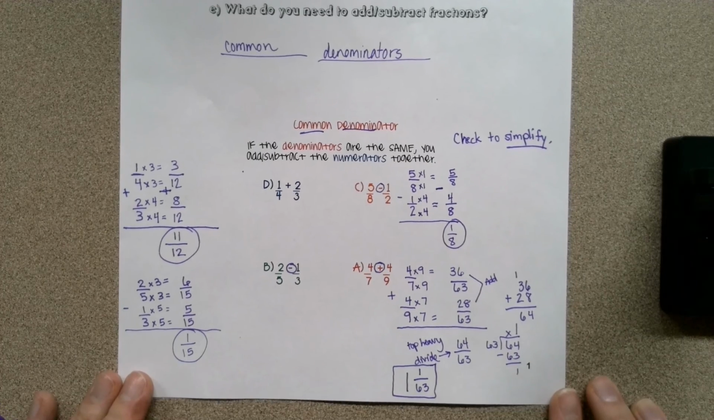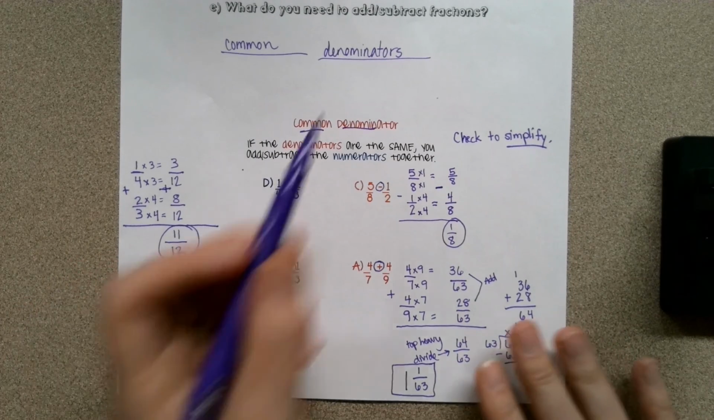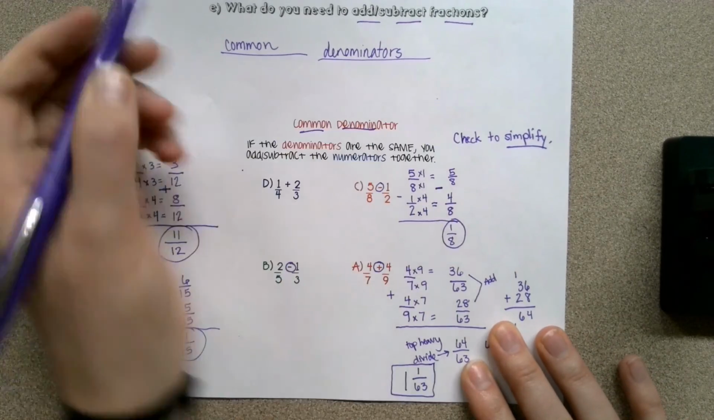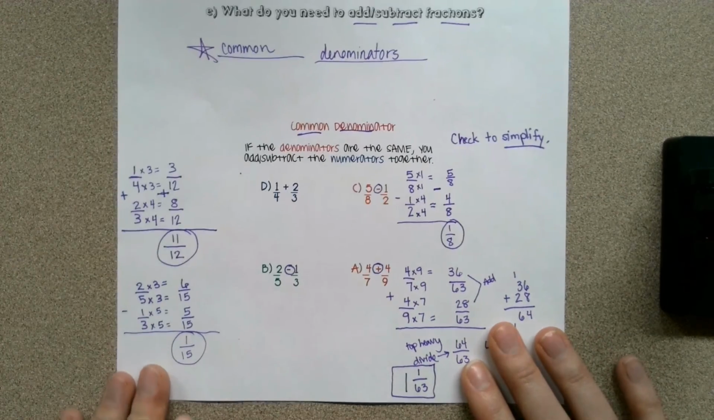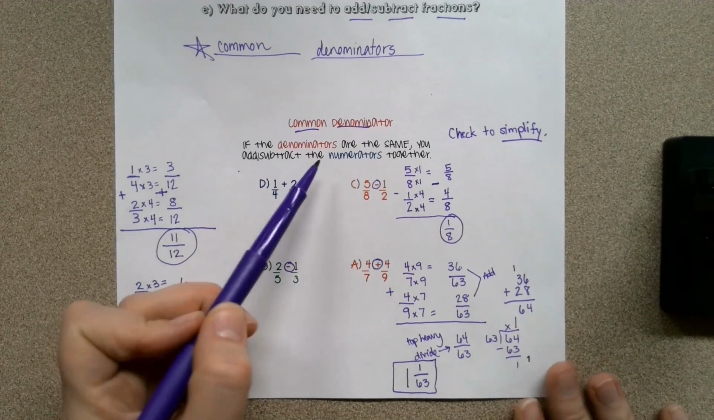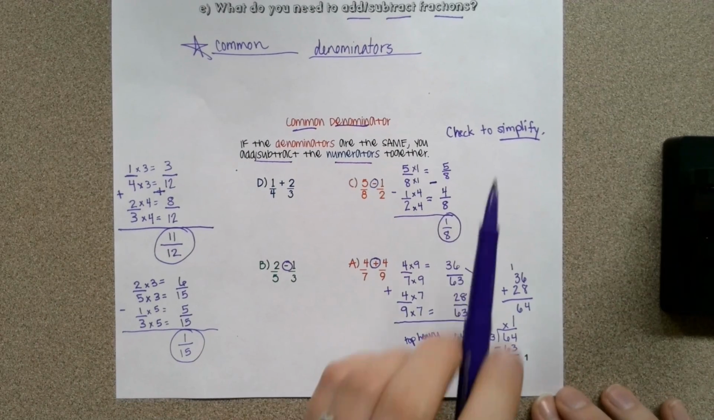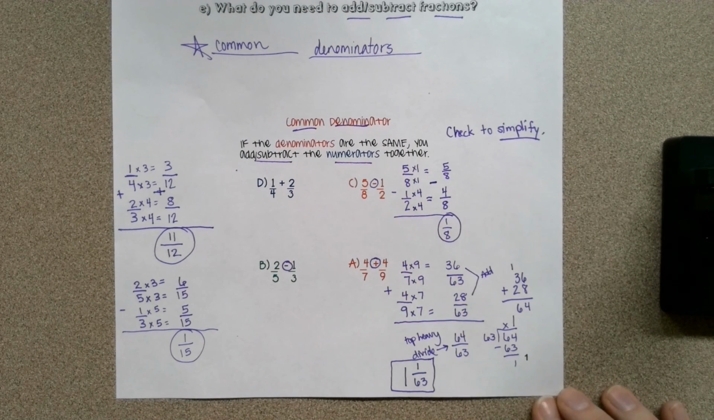Keeping in mind that anytime you are adding and subtracting fractions, you absolutely must have common denominators before you do so. Once you have the common denominator, then you can just add or subtract the numerator to find your answer, checking to simplify at the very, very end.